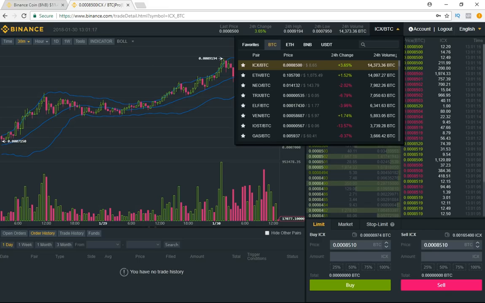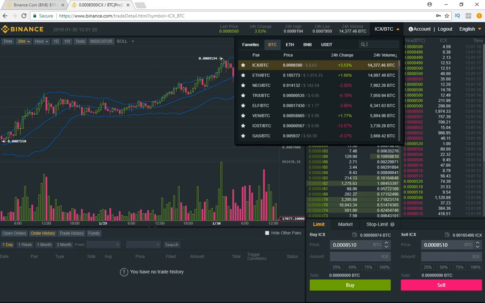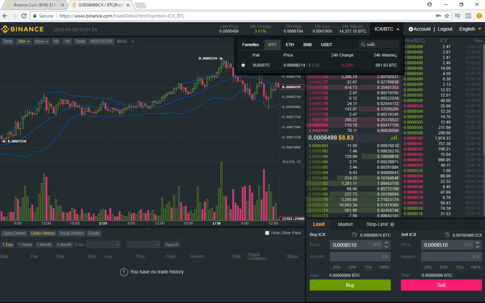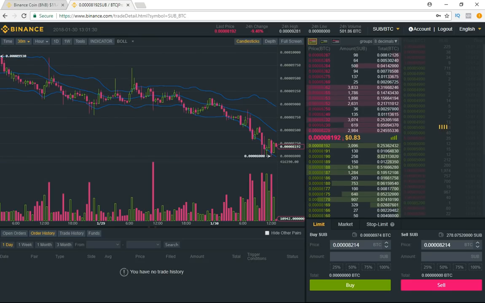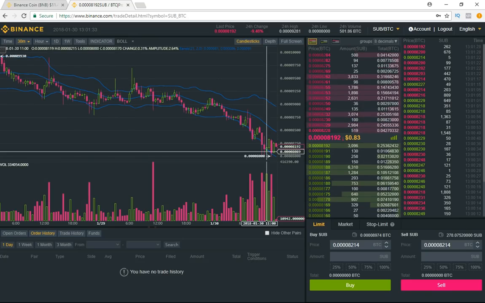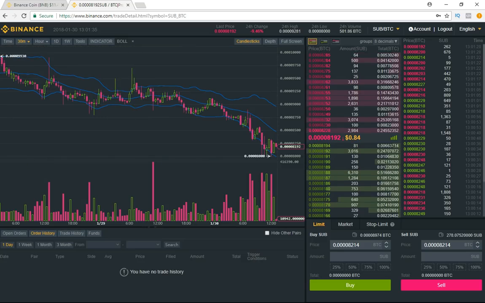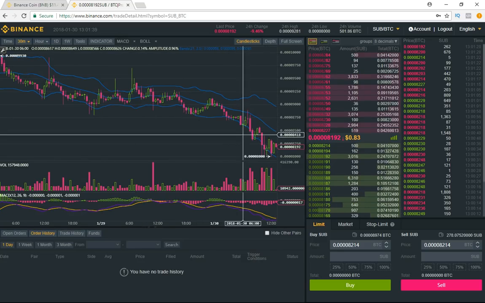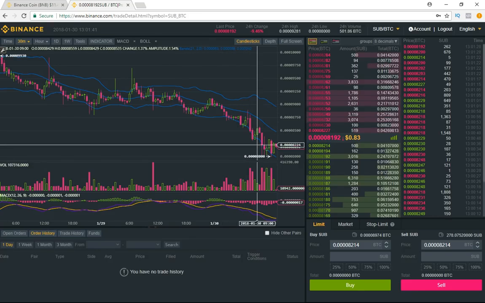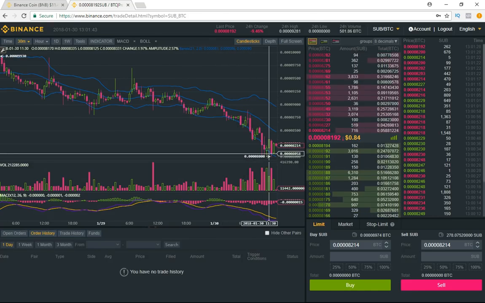All right, so let's just pick Substratum, for example, which does not have a ton of volume today. What we're looking at here is the Bollinger Band. Let's just get the MACD on here. For the Bollinger Band, what we're going to be looking at is this bottom right here. That's really when you want to enter trades, the bottom of the band.